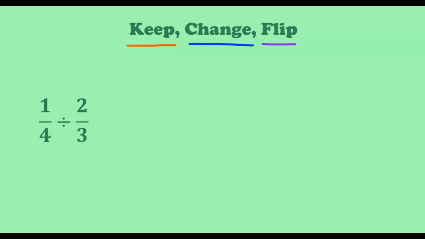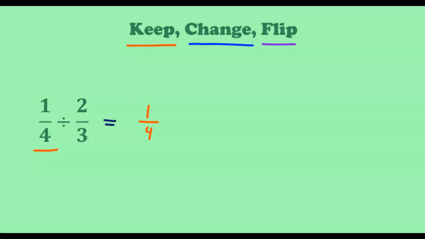Let us consider 1 over 4 divided by 2 over 3. So we want to divide the fraction 1 over 4 by the fraction 2 over 3. How do we do this? So what is the first step? The first step is to keep the first fraction. That means that we're just going to write the first fraction. It's 1 over 4, we write 1 over 4.